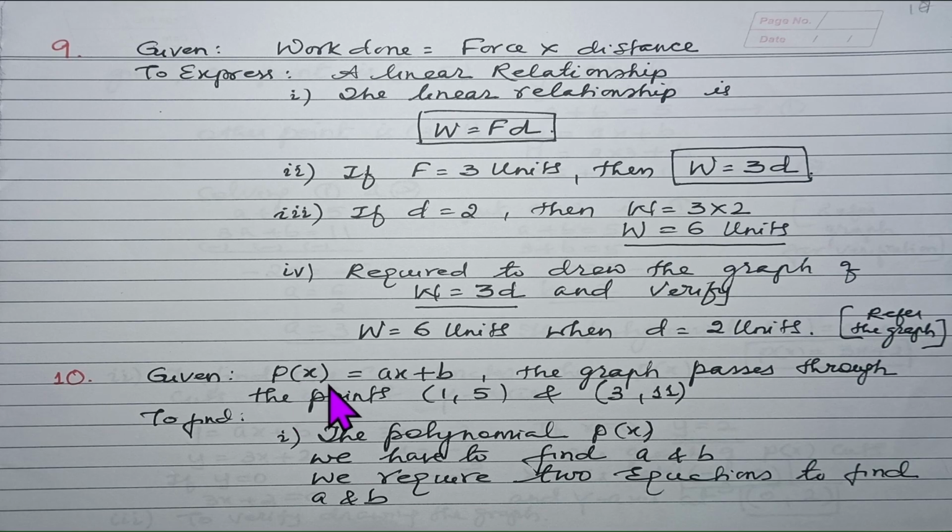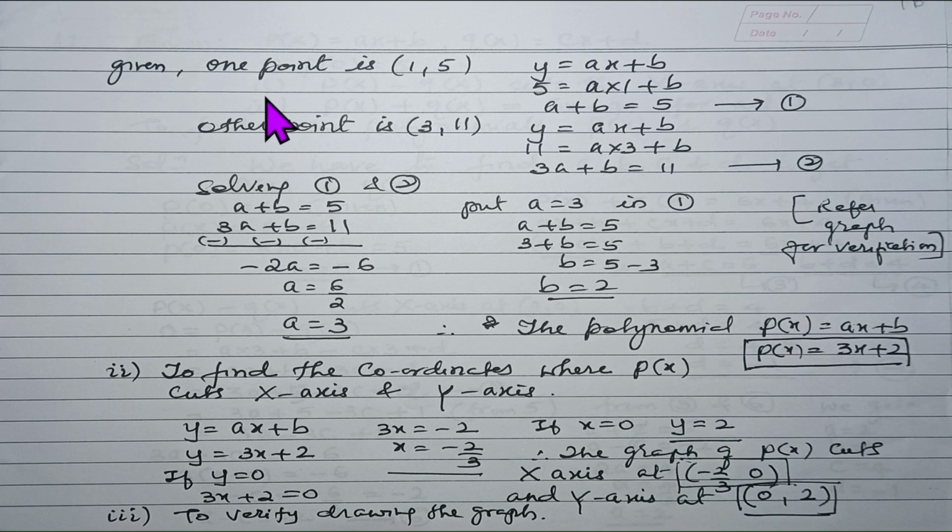Okay, now coming to the next example, example number 10. We have been given a polynomial p of x is equal to ax plus b. The graph passes through 2 different coordinate points, with x coordinate and y coordinate, so I can call them x1, y1 and x2, y2. Now we have to find the polynomial p of x. To find the polynomial p of x here, we have to know the values of a and b, and to know the values of a and b, we require 2 equations. Because there are 2 unknowns here, we require 2 equations. So let us frame the 2 equations first.